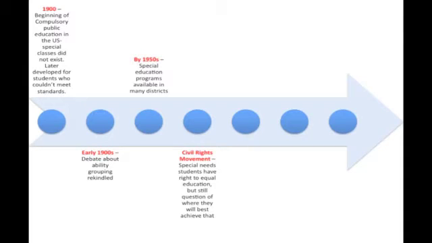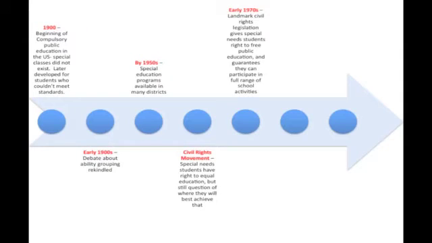Then, in 1964, the Civil Rights Amendment was passed. Although it dealt mainly with equal education opportunities for students of color, it affected all facets of multicultural education, including students with special needs and gifted students. In the early 1970s, several landmark civil rights laws were passed, giving special needs students the right to a free public education. This guaranteed that the students could participate in a full range of school activities.